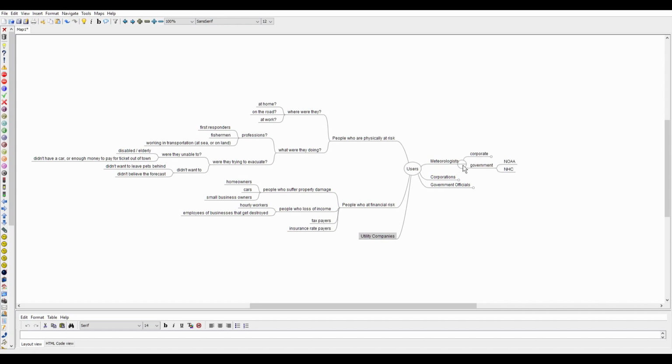So within the group of meteorologists, who's probably the first group that we all think of when we think of potential users here, there are actually a couple different categories that apply.